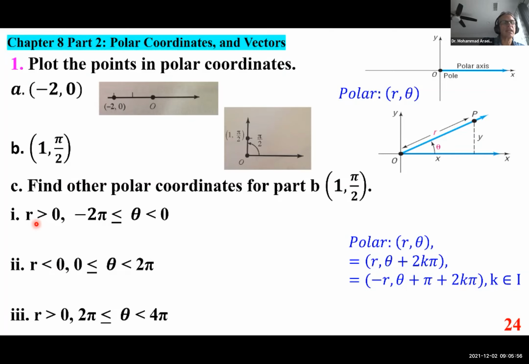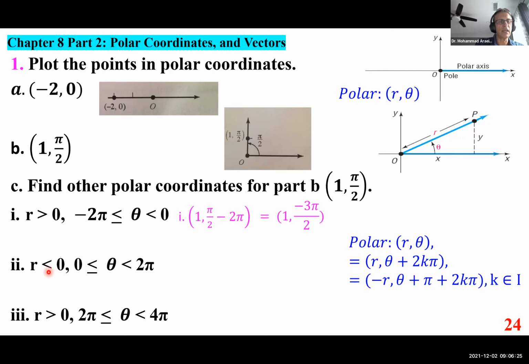In this case, it says we want r to be positive. So we're going to keep it as positive, which means we're going to keep the same answer, 1. What we want is theta to be between 0 and -2 pi. Therefore, we just subtract multiples of 2 pi. In this case, subtract 2 pi. So if I subtract 2 pi, here's the pair, 1 comma -3 pi over 2.